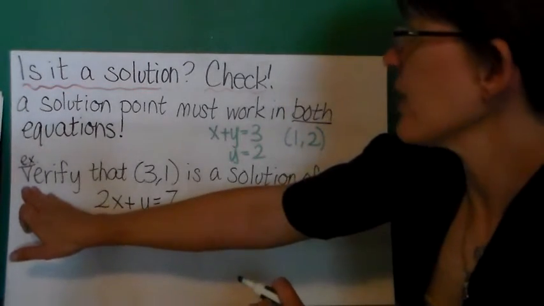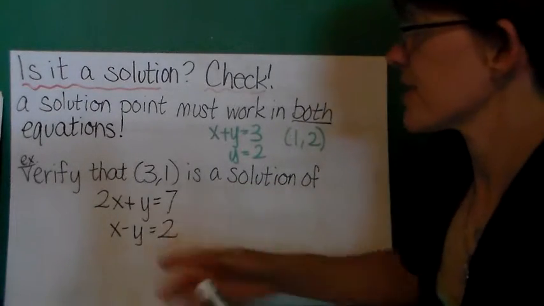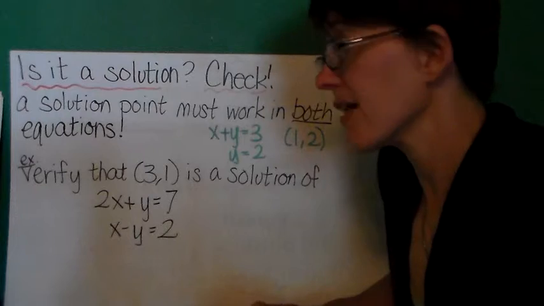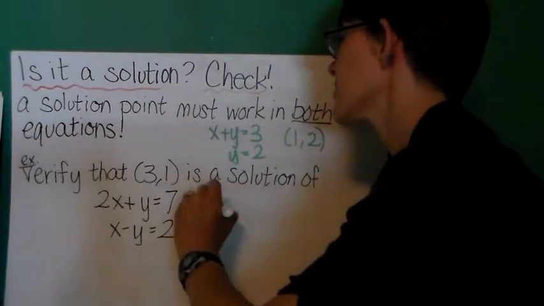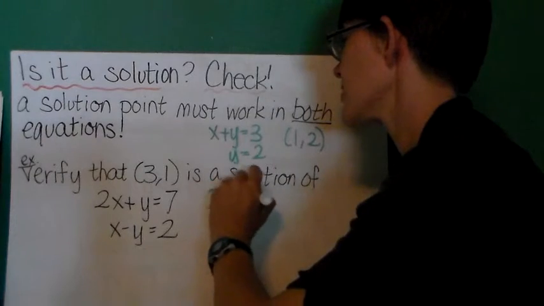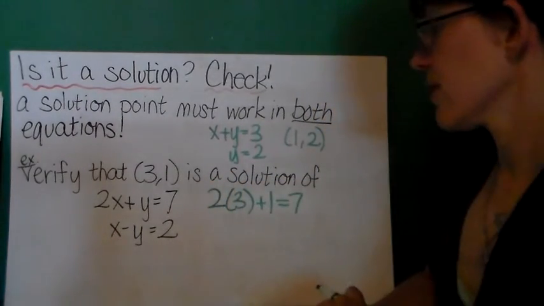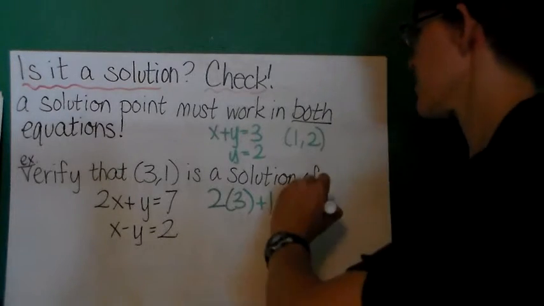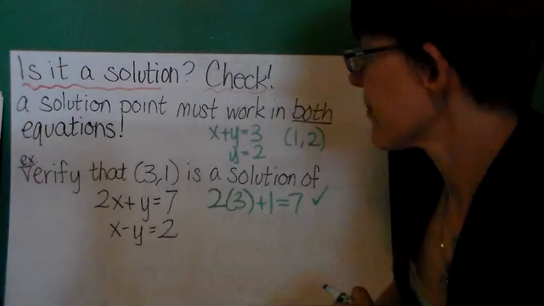On to our example, we're going to verify that 3, 1 is a solution of this system. 2x plus y equals 7, x minus y equals 2. So I'll substitute 2 times 3 plus 1. Is that equal to 7? 2 times 3 is 6 plus 1 equals 7. So yes, that is a solution.